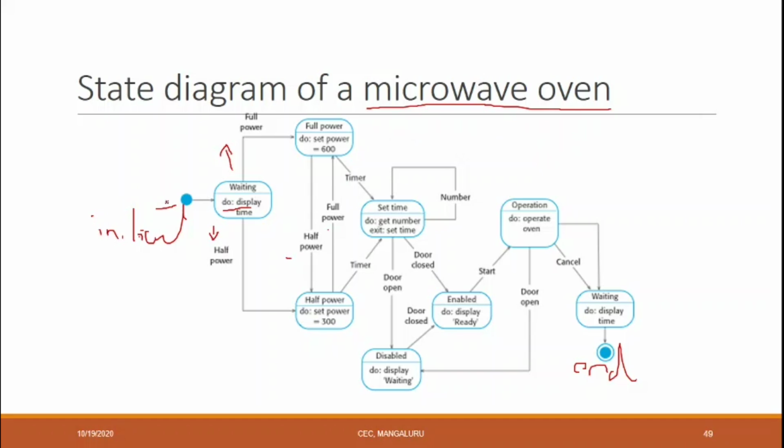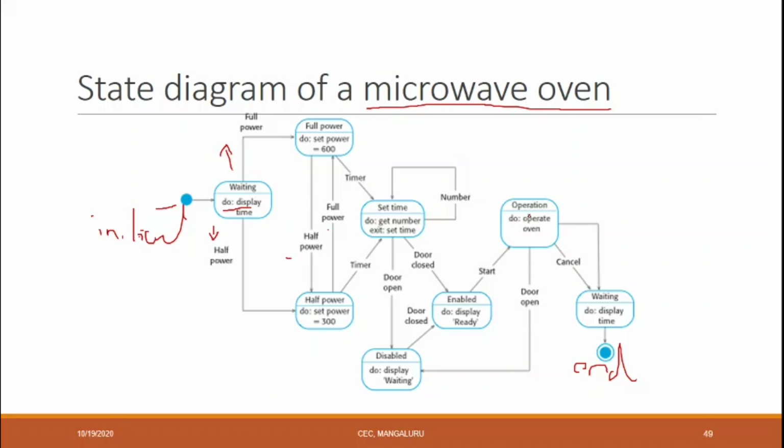Here you have to think about the start and the end, and you can see full power and half power in opposite directions. If it is half power, move to full power; if it is full power, move to half power. So waiting, full power, half power. Then set a time. If the door is closed, enabled. If the door is not closed, disabled. Once it is closed, it moves to the enabled direction, and after enable, do the operation.